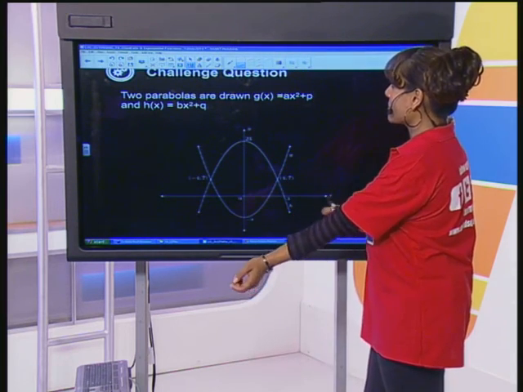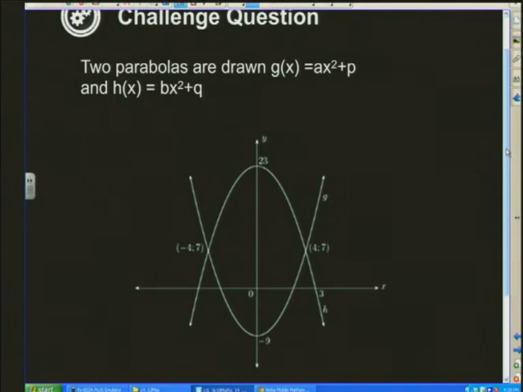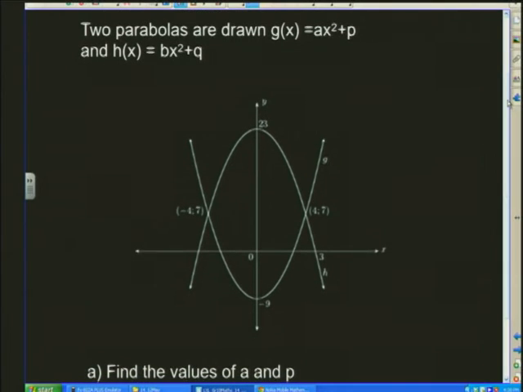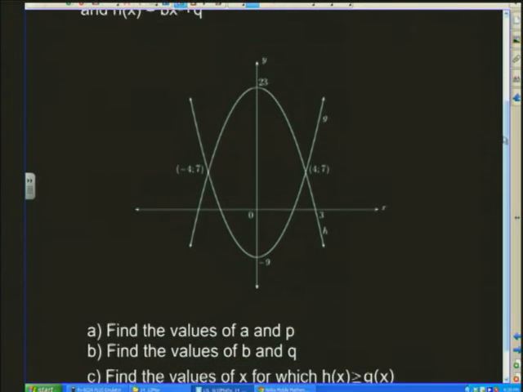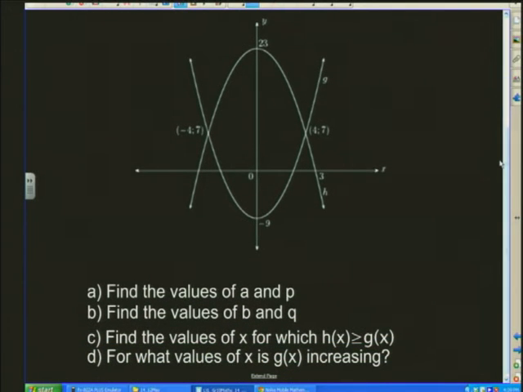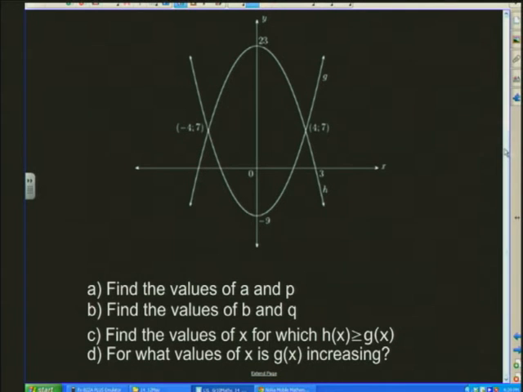Okay, so here, remember, we are given two parabolas, and they're drawn. g of x, which is the name of the function, your positive function here, g of x is equal to ax squared plus p. And h of x is equal to bx squared plus q. All right. The first question says, find the values of a and p. So in other words, find the defining equation of the graph with the minimum turning point here.